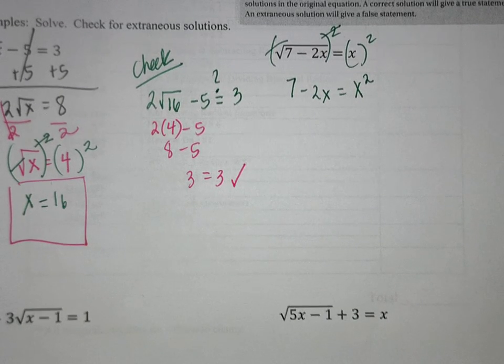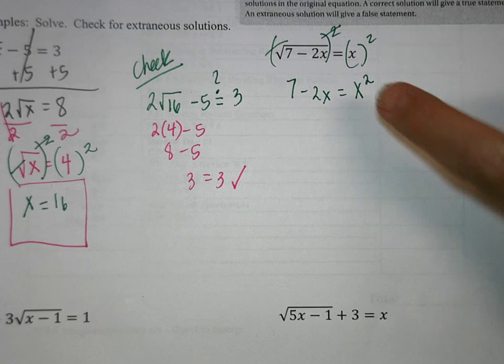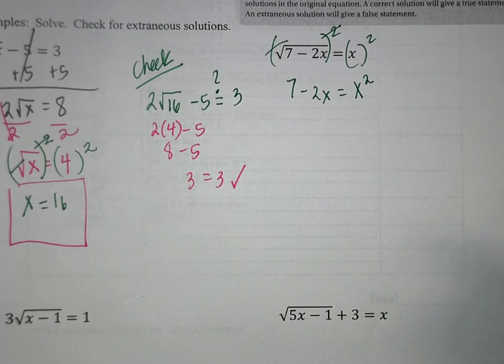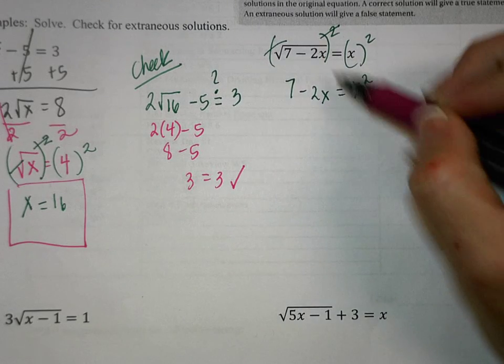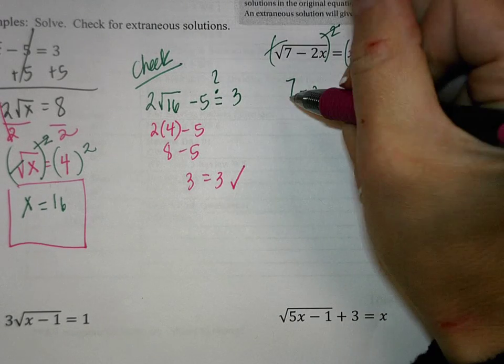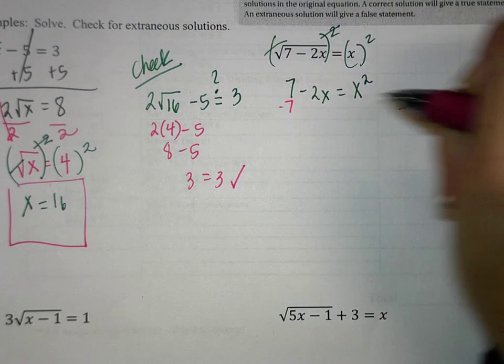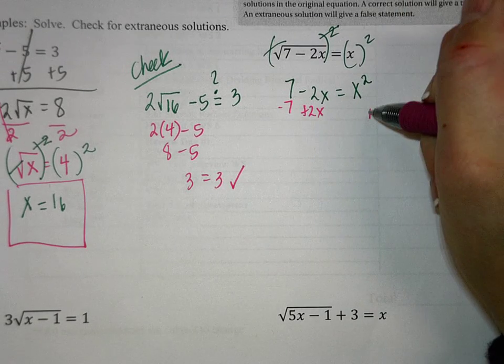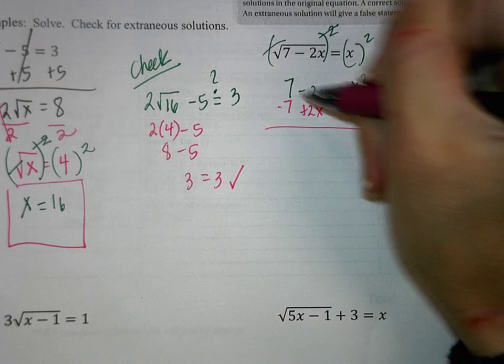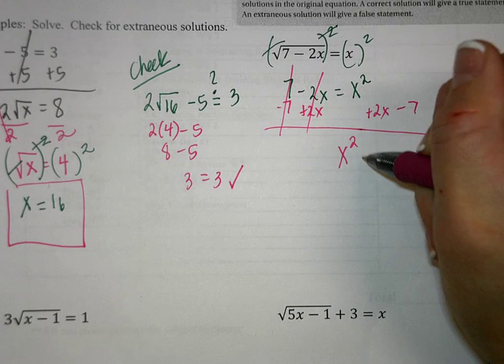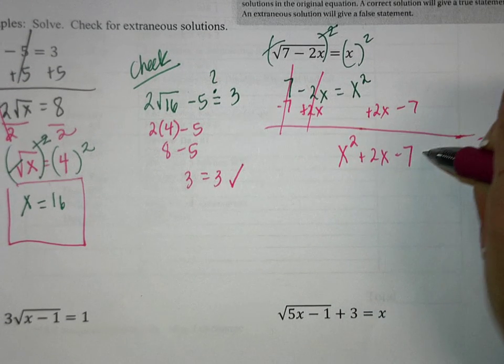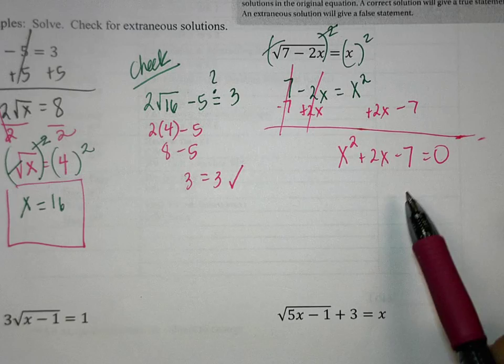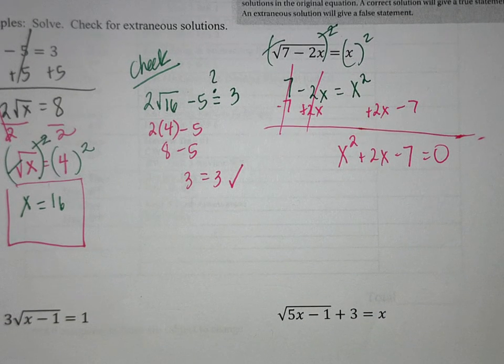Okay, but you want your highest exponent to always stay positive. So do you see how x squared is positive right now? Okay, so that means we're going to move all this other stuff to the right with the x squared. So I'm going to subtract 7 and add 2x. Oh, and you know what? I forgot to come back to this. But so we have x squared plus 2x minus 7 equals 0. And at this point right now, this is not factorable. So what would we do? Yeah, use the quadratic equation.